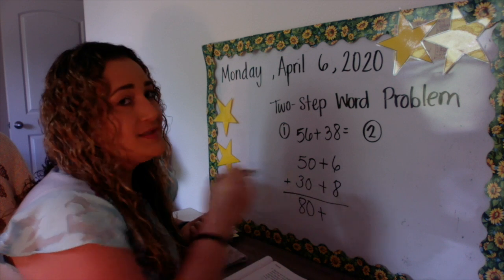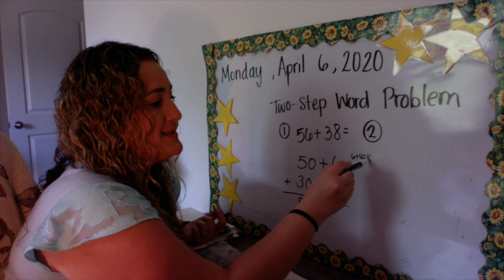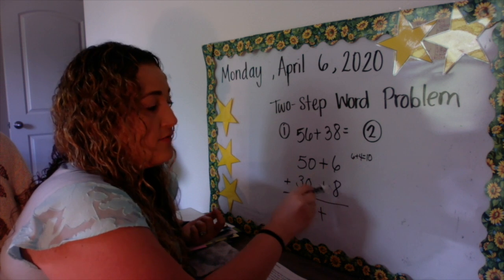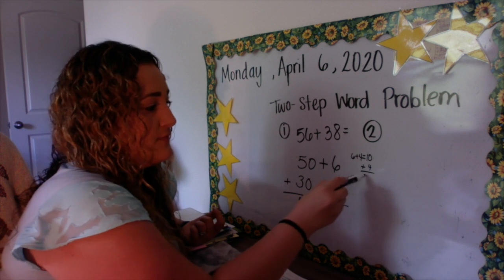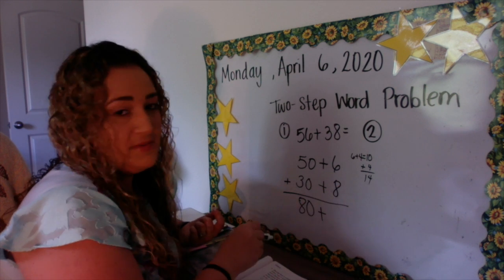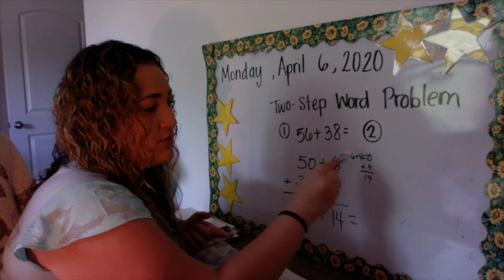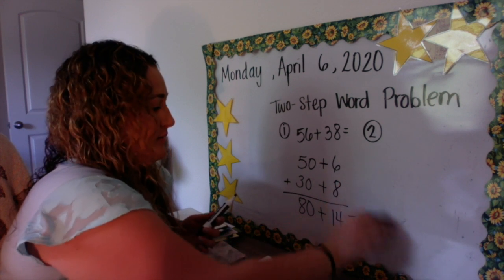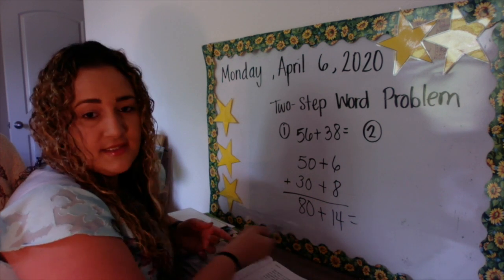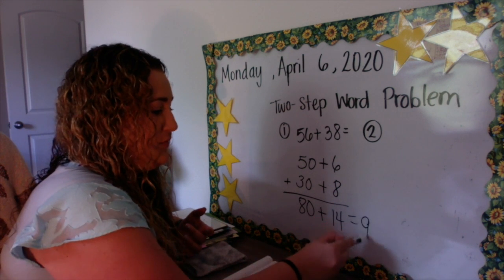So if 6 plus 4 is 10, this is what I'm doing in my mind. 6 plus 4 is 10. I'm going to add 4 more from the 8. 10 plus 4 is 14. So 6 plus 8 is 14. I just did a little visual of what I did in my mind. Okay, so now this is easier to add. 80 plus 14 is 94.